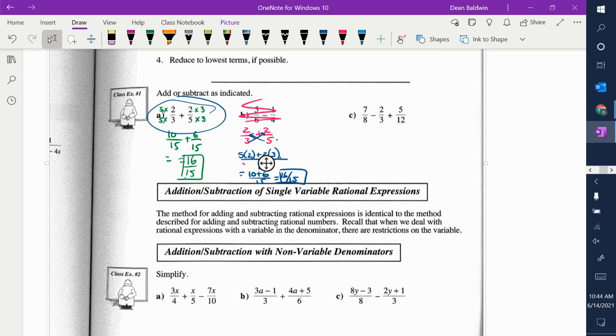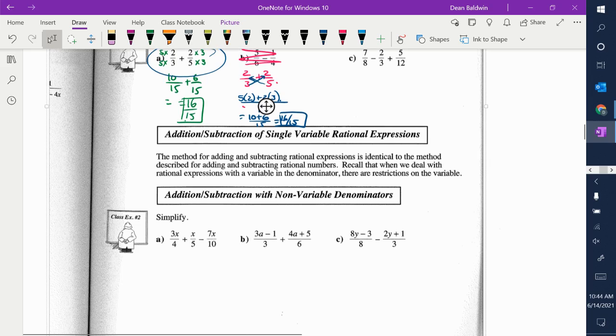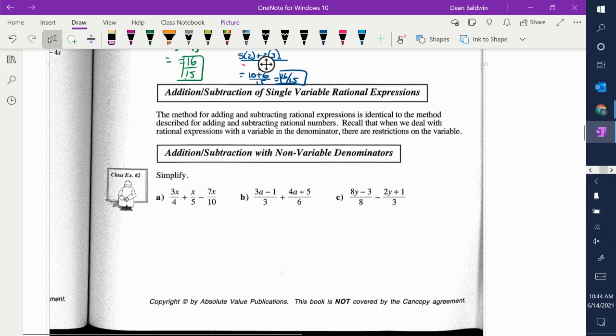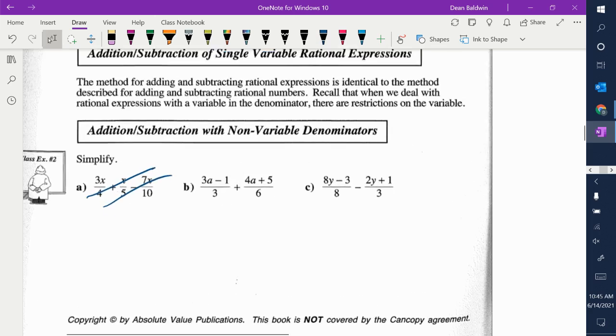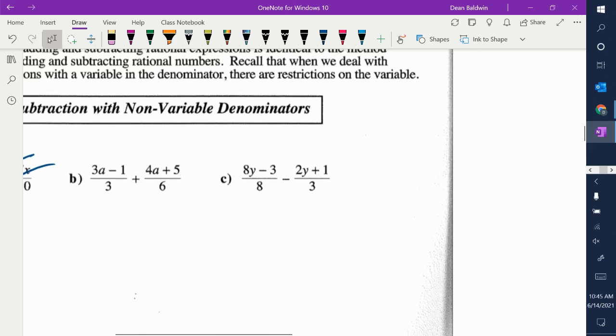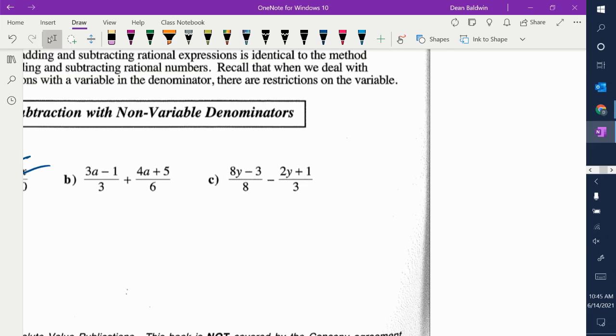All right, so we're going to go to the bottom here. And now they're slightly more complex. The numerators have polynomial expressions in them, okay? But the denominators are still numbers. So let's deal with C. We'll do both ways here. Okay? What's the common denominator between 8 and 3? 24?